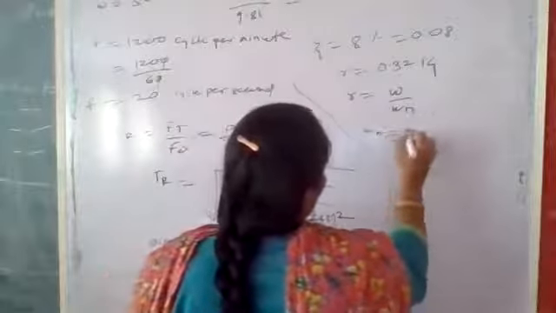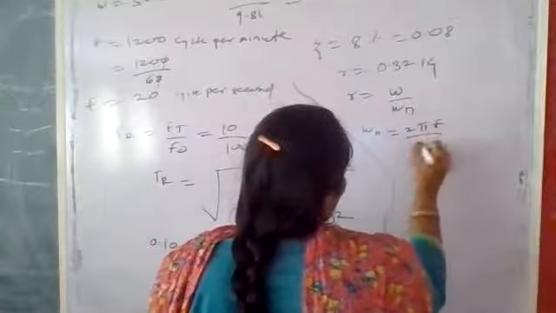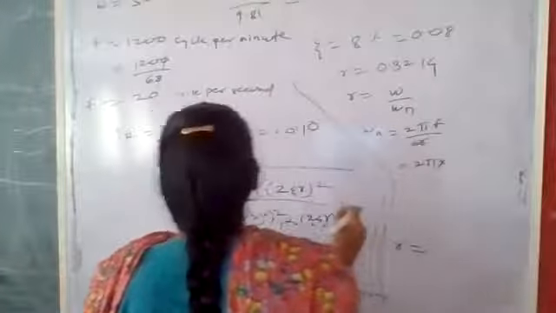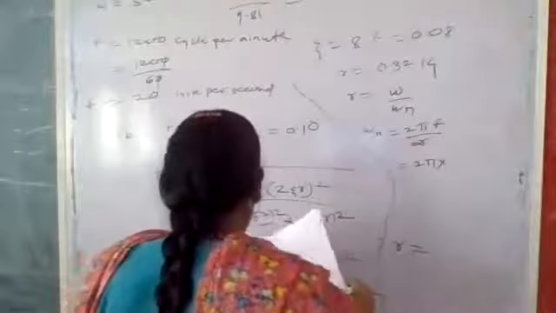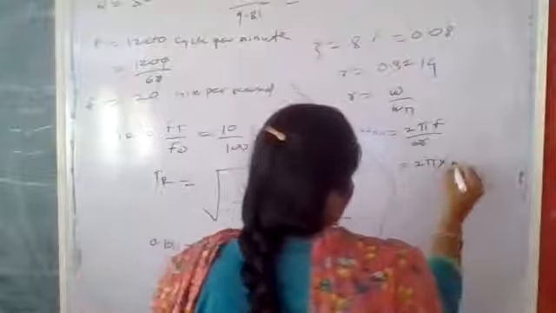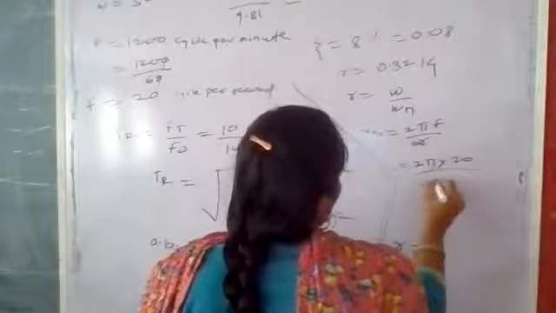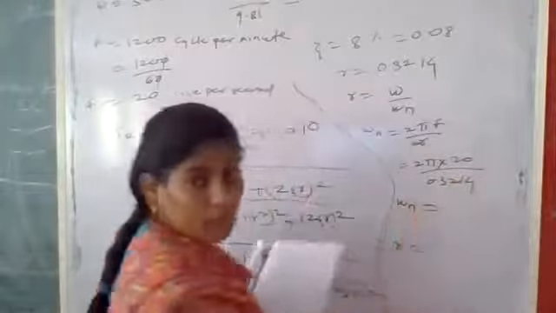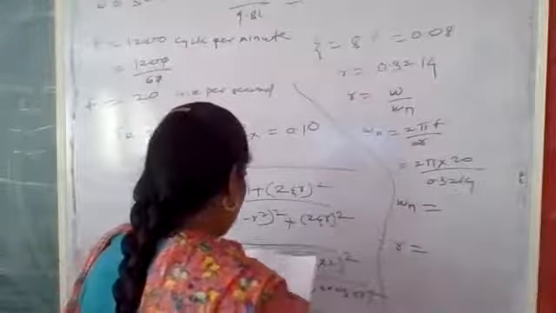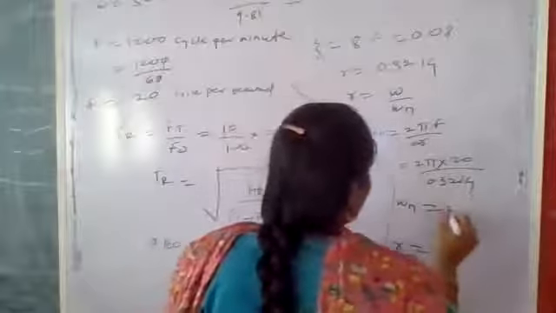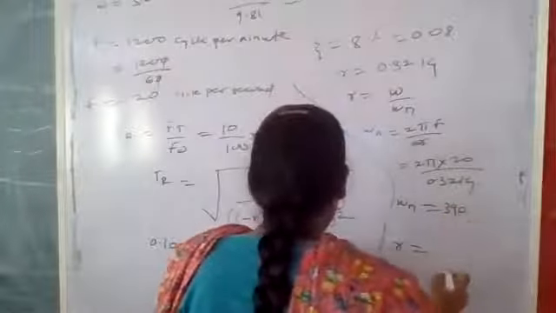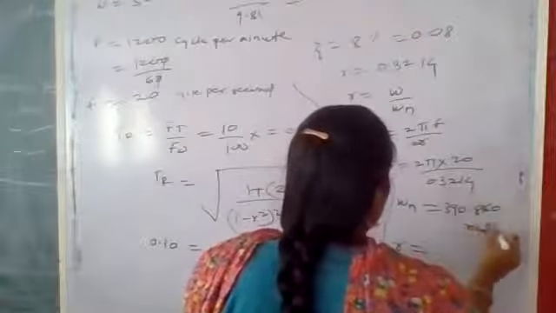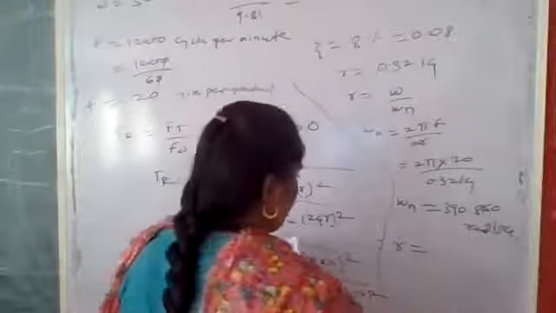Omega n is equal to twice pi f divided by R. Twice pi into f. What is the f value? That f is equal to 20, divided by R, 0.3214. So what is this omega n? Please tell me the omega n value. Omega n is equal to 390.8160 radian per second. And from this we have to calculate the value of k.